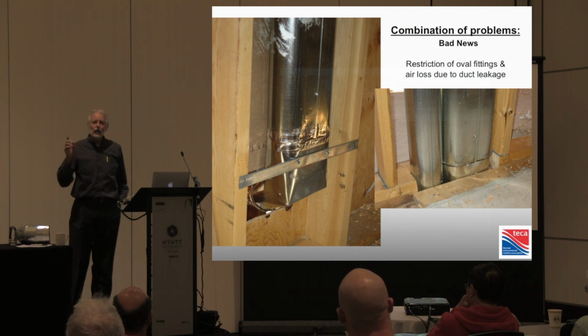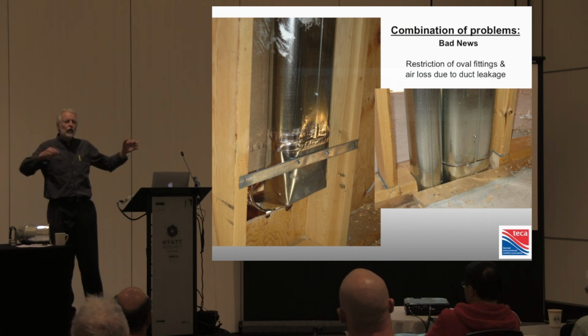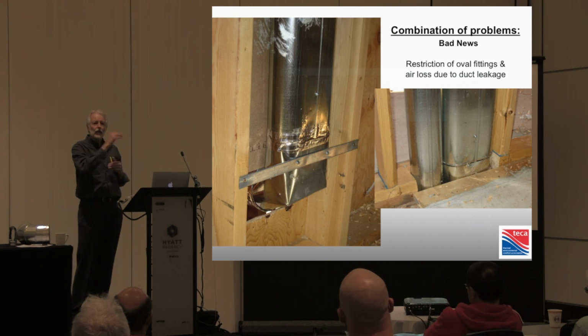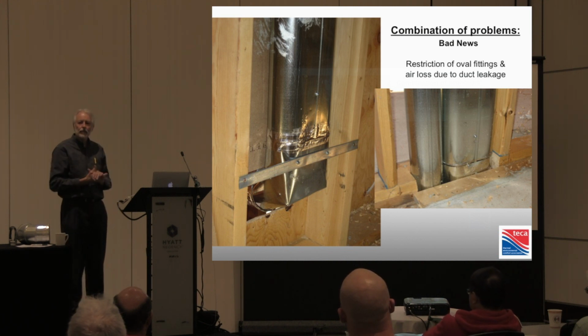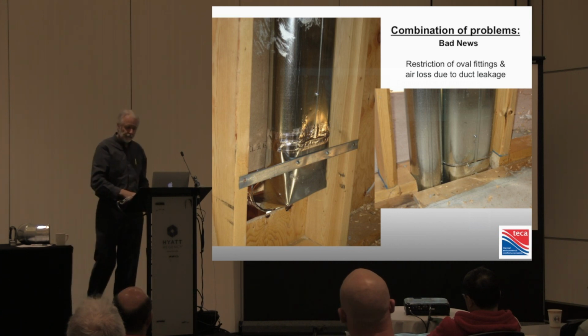Okay, so we now understand what keeps the equipment happy. We understand what keeps Mrs. Smith happy, which is branch sizing. Let's look at leakage. Leakage is a big, huge issue. That's all I can say.